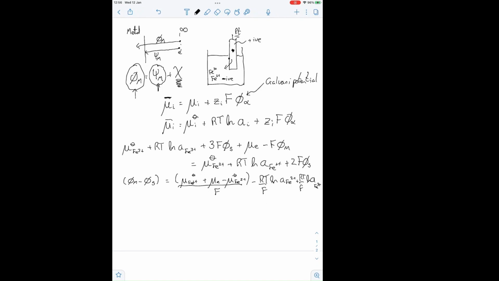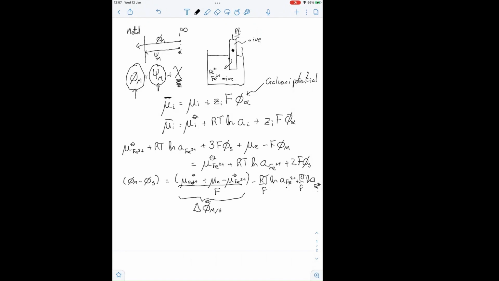Now, if I define a standard condition, the standard condition is where the activities of Fe2+ and Fe3+ are 1. So those are both unity, so those go to 0. So under standard conditions, this term here equals phi m minus phi s under standard conditions. So I can write that, let's call that delta phi ms, standard.